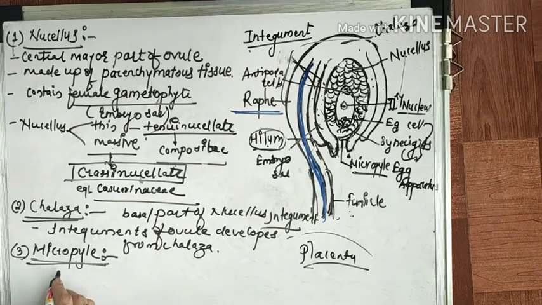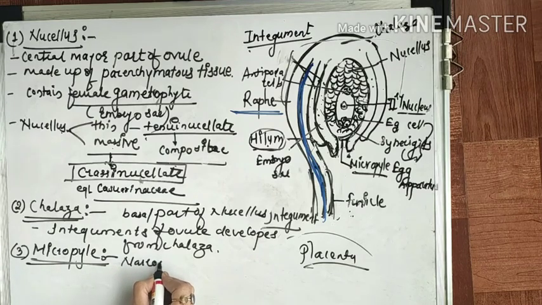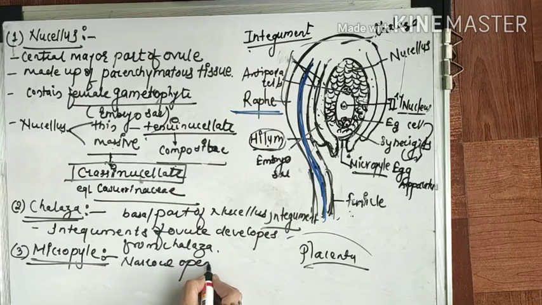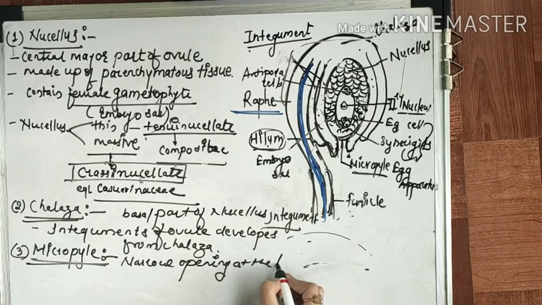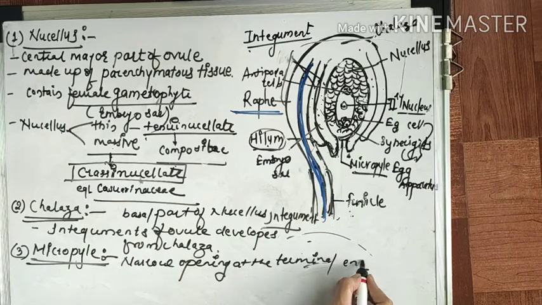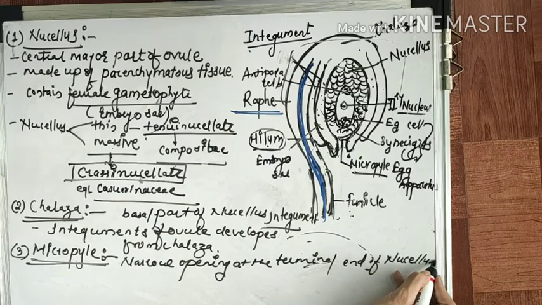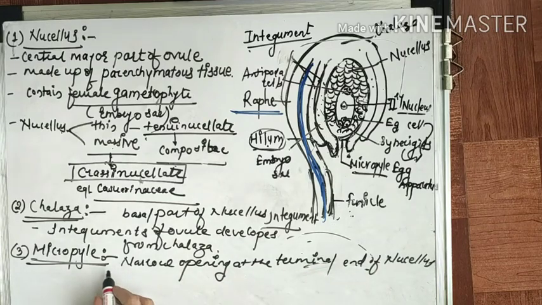So what do you mean by micropyle? It is a narrow opening at the terminal end of the nucellus, and it is called the micropyle.